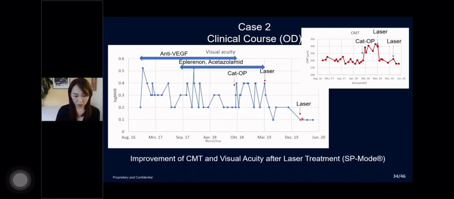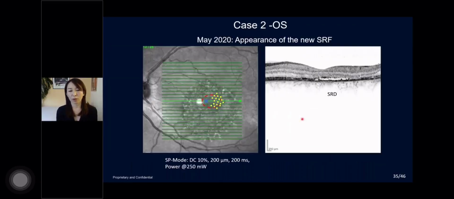Then with this, I want to show you his left eye. The left eye was always dry, but last month he showed fluid in the middle, at the fovea. Of course, in this case there is no local leakage, only diffuse. Therefore, I immediately treated it like this, except for the central area. The same strategy, same protocol. This time I used 250 milliwatt.